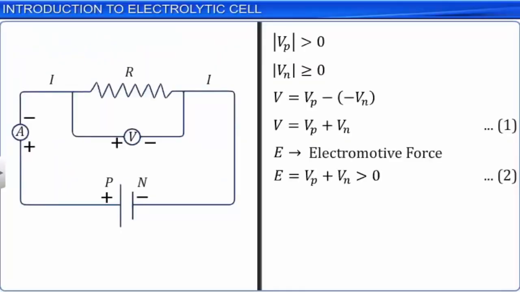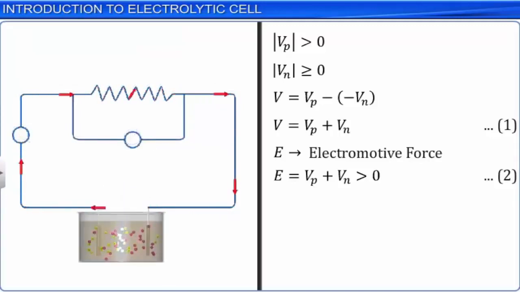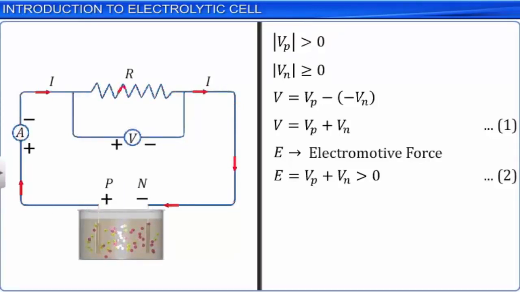Let us now return to the original circuit consisting of a resistor with a finite resistance. A resistor with a resistance equal to R is connected across the cell. A current I is established from C to D. As a steady current is maintained, the same current I passes from P to N in the external circuit and from N to P within the electrolyte present inside the cell.